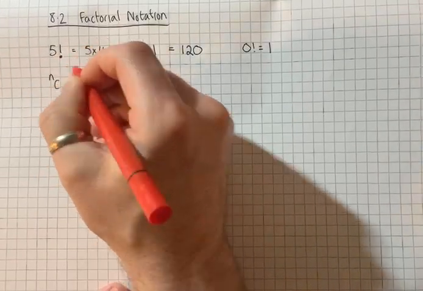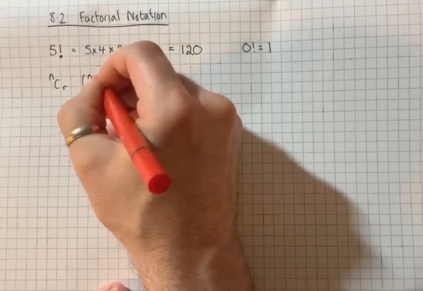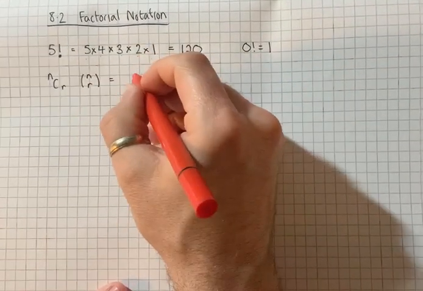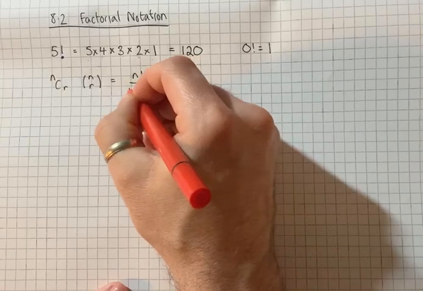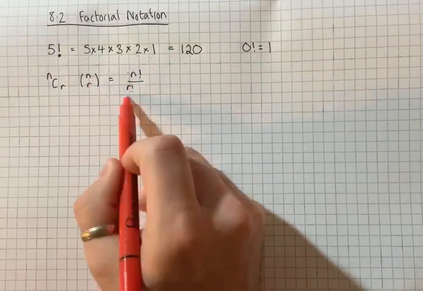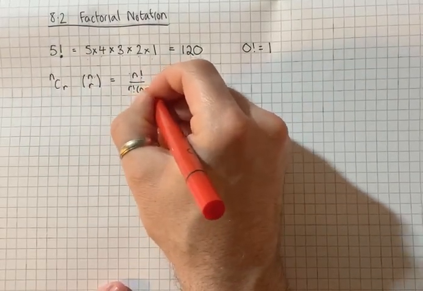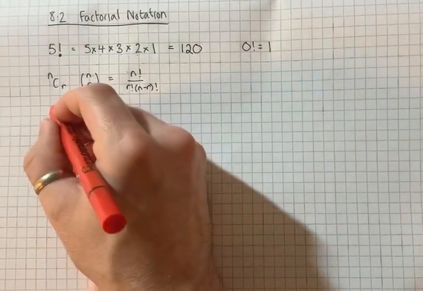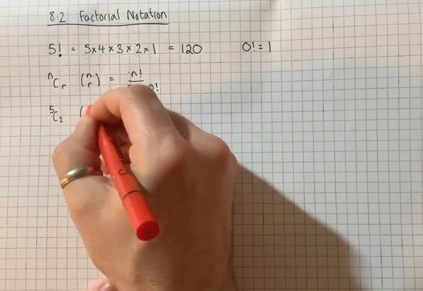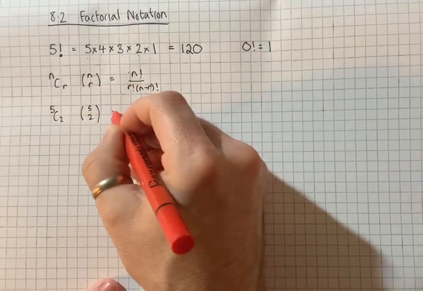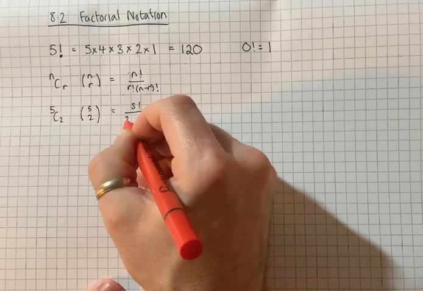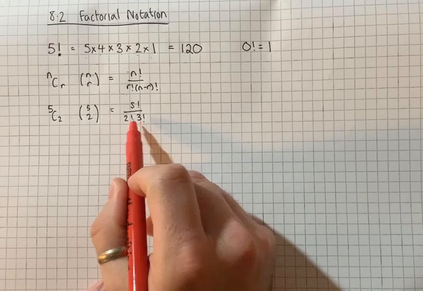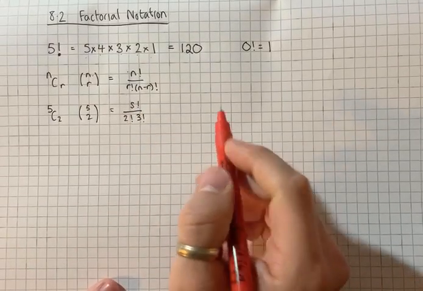So nCr is also written like this, looking a bit like a vector, with an n and an r. The definition is n factorial divided by r factorial, so n on the top, r on the bottom, nice and easy, and then n minus r factorial. For example, 5 choose 2 is 5 factorial over 2 factorial, and then 5 take away 2 is 3, so 3 factorial. The bottom two numbers will always add up to make the top.